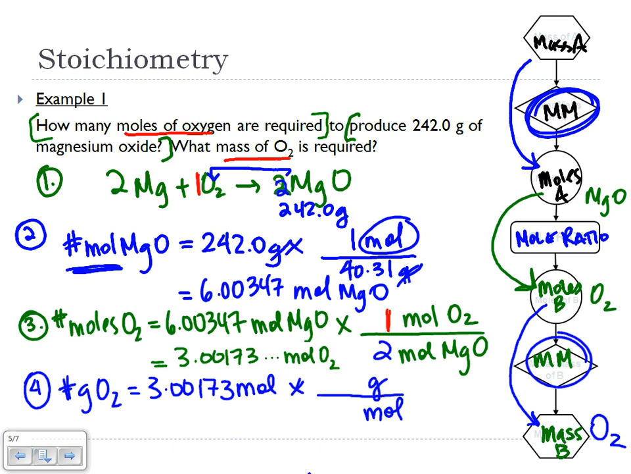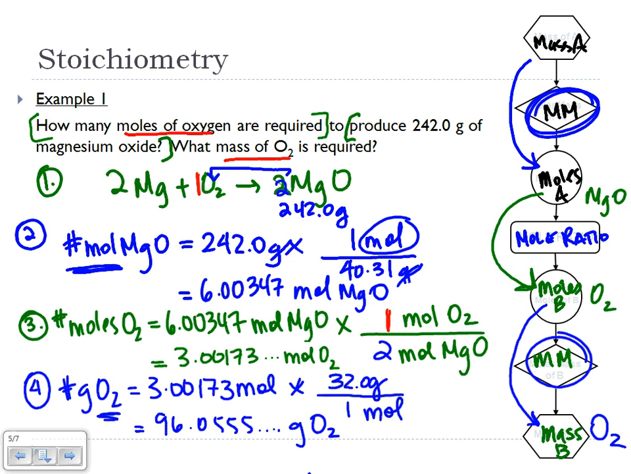So what do I put in? I put the molar mass of oxygen, O2. That's 32.0 grams for every 1 mole. So I take my answer times 32, and I get 96.0555 grams of oxygen. And I have to remember to round this to my right number of significant figures.